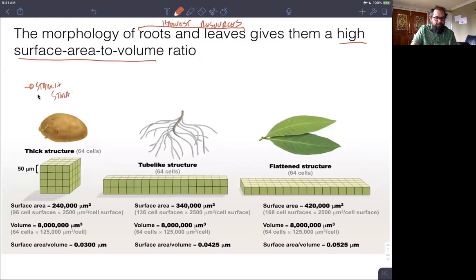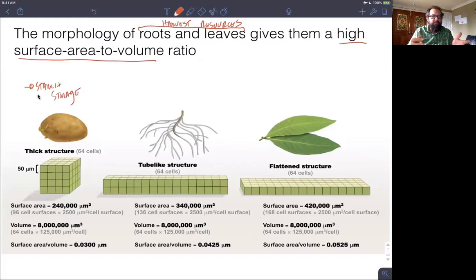And so as such, its morphology has a surface area to volume ratio that is relatively equal in terms of the dimensions of these cells. Whereas in a root, where we are actually trying to get out there and absorb, we want to increase that surface area to volume ratio.